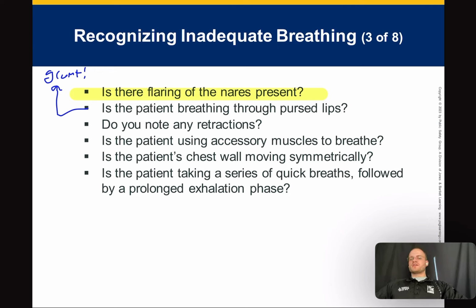So is the patient taking a series of quick breaths followed by a prolonged exhalation phase? Again, you've done this. If I tell you to go run really fast, you'll come back and be breathing like this, like you're really trying to catch your breath, okay? So just be aware of the different patterns this can present.